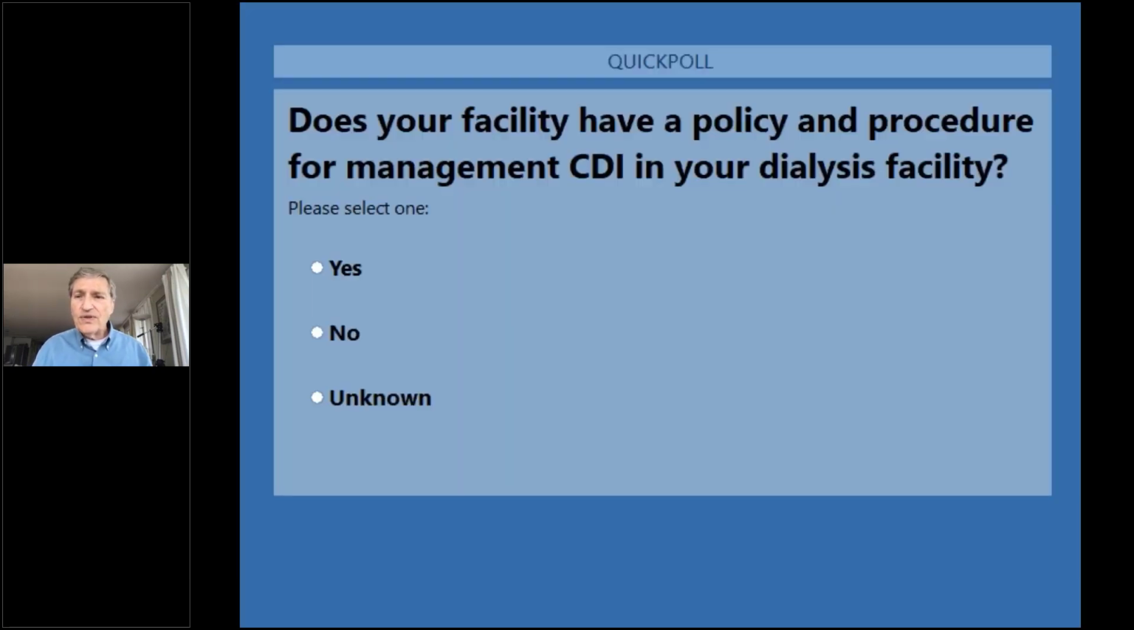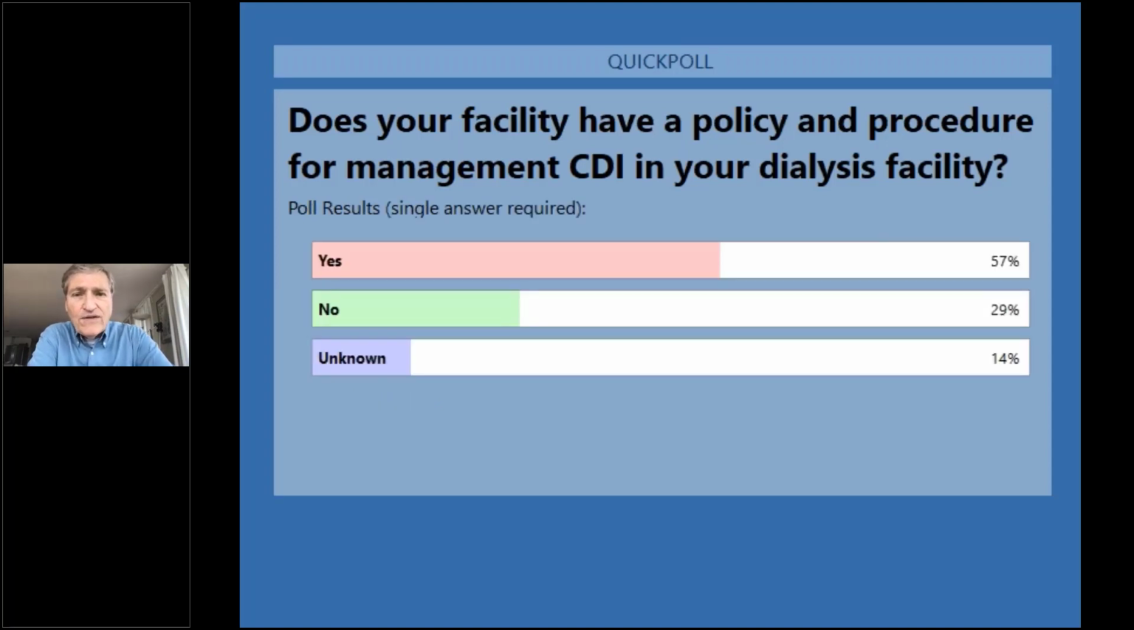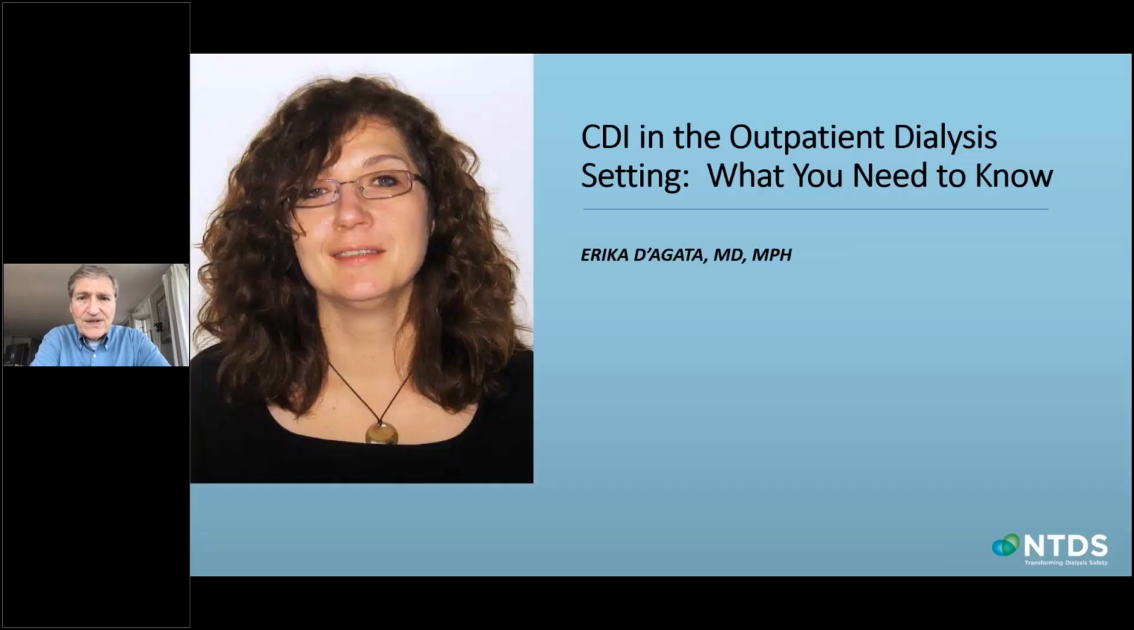Okay, so let's go to the first polling question. This is your chance to participate. The question here is, does your facility have a policy and procedure for management of Clostridioides difficile infections in your dialysis facility? Please select yes or no, or you don't know. Please vote now. All right, you see here that over 50% of you do know that you have a policy, but interestingly, nearly a third don't, and another 10-15% don't know if there's a policy. I think this is important because you'll have the opportunity to go back to your facilities and talk about what your policy is and to clarify for you and the whole staff what that policy needs to be.